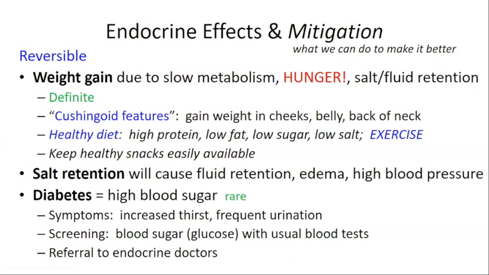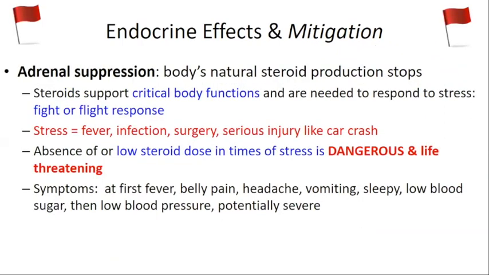And we do screening when we get blood tests to look at blood sugar levels. And if there is an abnormality in the blood sugar and we're concerned about steroid side effects causing diabetes, we would make a referral to endocrine doctors. Another super important side effect of steroids is something called adrenal suppression. So basically our adrenal glands that make natural steroids go to sleep.